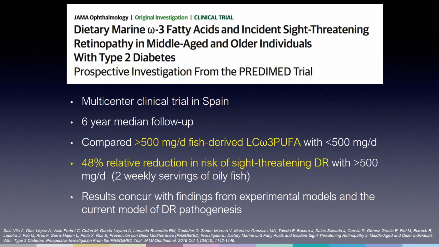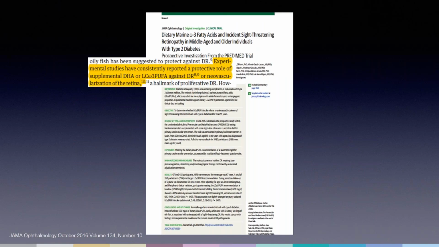The authors concluded that the results of this study concurred with other findings from experimental models and the current model of diabetic retinopathy pathogenesis, whereby the protective effect of these omega-3s and their anti-inflammatory effects slowed the progression of diabetic retinopathy. So this PREDIMED study was really a very sentinel article as far as what we know about how effective omega-3 intake can be in preventing diabetic retinopathy progression.